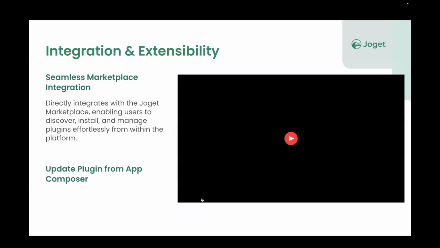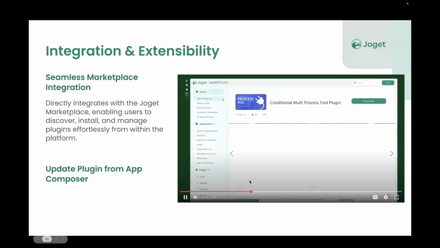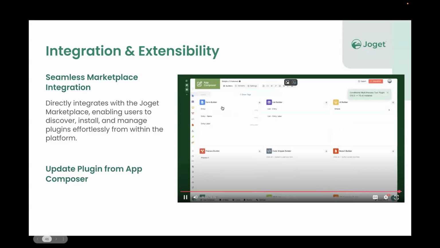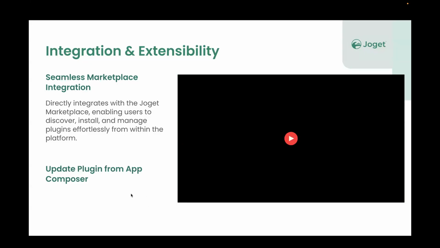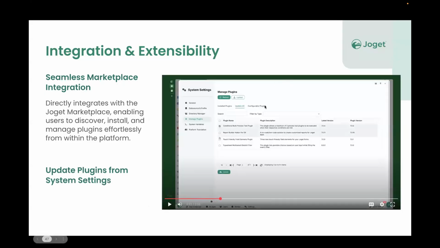What this means is that from the App Composer itself, as you can see, it would show what plugin has been updated. And with a click of a button, we would be able to update the plugin right away from the App Composer. It is the same at the platform level. If you go to the system settings, we will be able to list down all the plugins that have new updates, and we can choose to perform a bulk update as well.